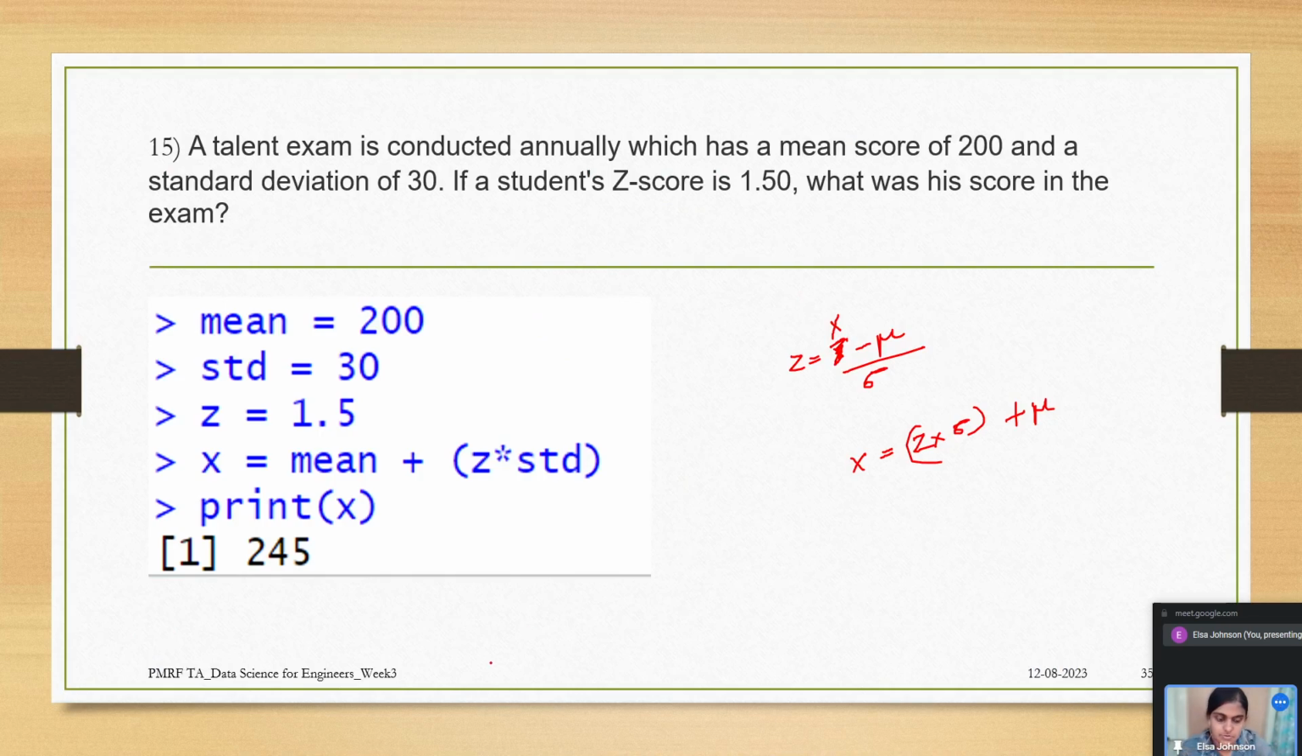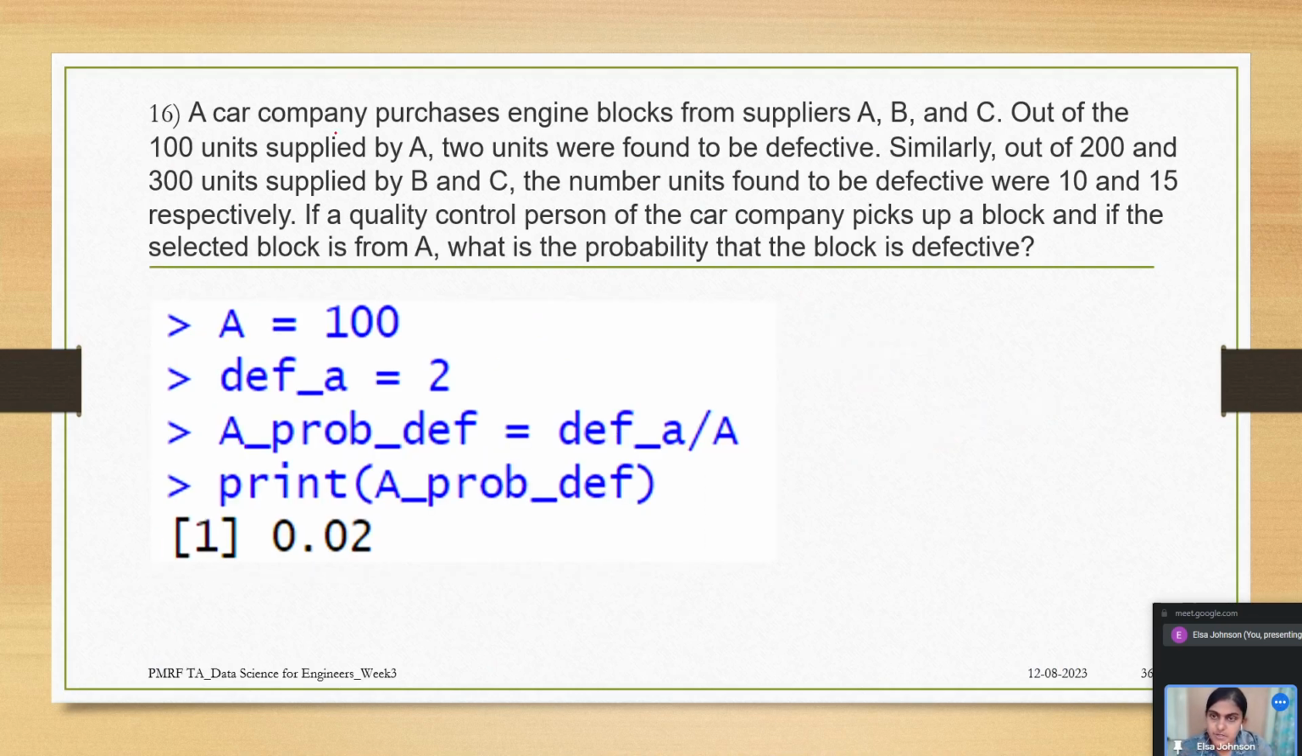Now we'll move on to the next question. A car company purchases engine blocks from suppliers A, B, C. 3 suppliers are there, A, B and C. Out of the 100 units supplied by A, 2 units were found to be defective. Similarly, out of the 200 and 300 units supplied by B and C, the number of defective units were 10 for B as well as 15 in the case of C.